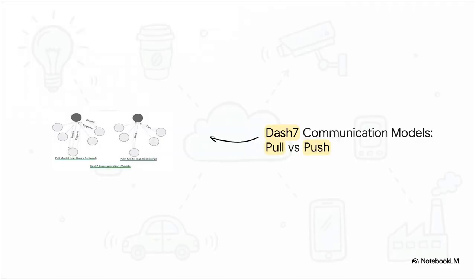The communication models show this in action beautifully. In a pull model, the gateway actively requests data from the sensor nodes. It's essentially interrogating them to pull the data out. But in the push model, those sensor nodes take the initiative. They automatically beam their data forward to the gateway without ever being asked.